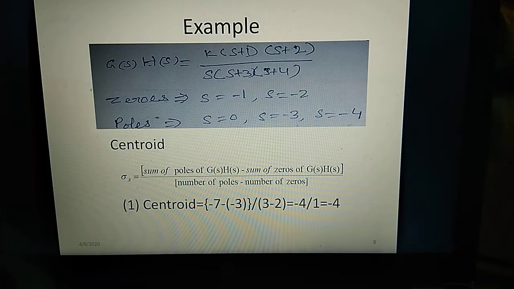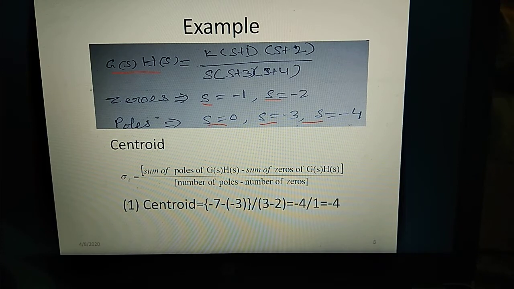Now let us take an example based on this. There is an open loop transfer function, that is GH equal to K times (S plus 1) into (S plus 2) upon S times (S plus 3) into (S plus 4), where there are two zeros at S equal to minus 1, S equal to minus 2, and three poles, S equal to 0, S equal to minus 3, S equal to minus 4, right?